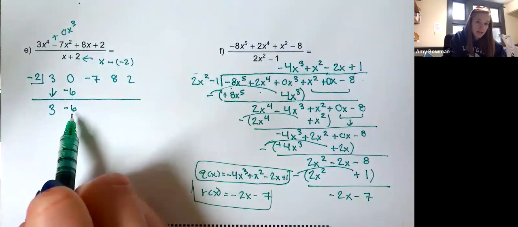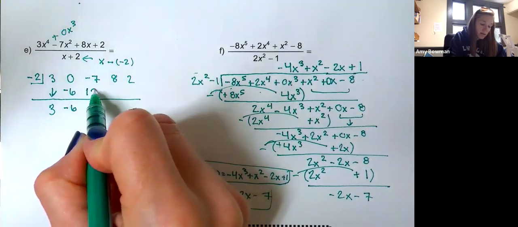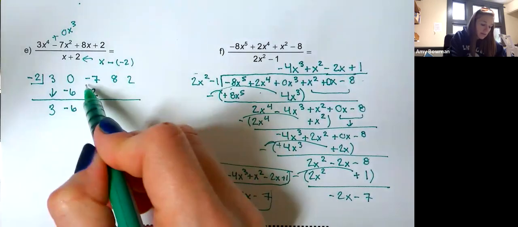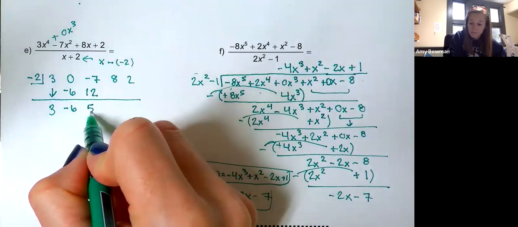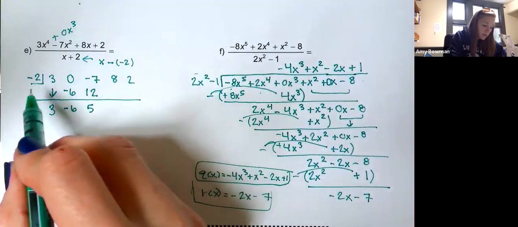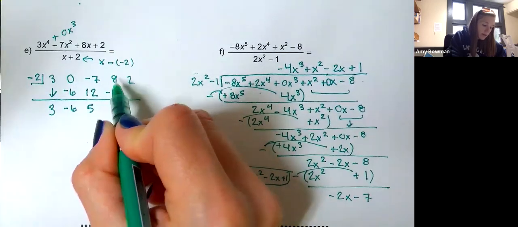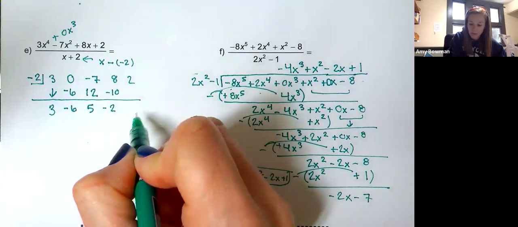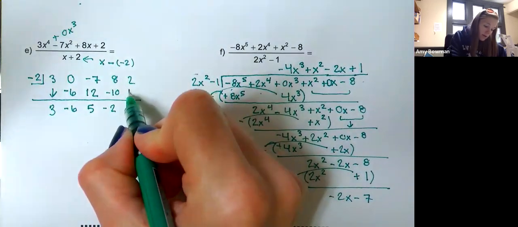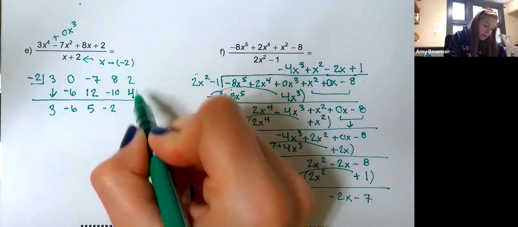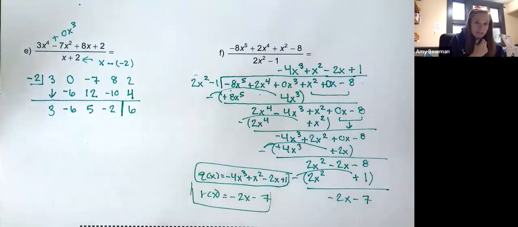And repeat, -6 times -2 is +12. Put that in the next blank. And then combine -7 and 12, we get +5. Then repeat, 5 times -2 is -10. Combine those two, 8 minus 10 is -2. Repeat, 2 times -2 is +4. Combine 2 and 4, 6. Separate that out so you know your remainder is 6.